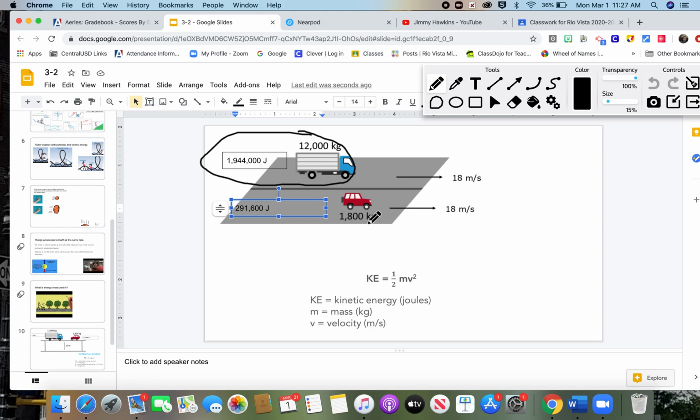And really, just to figure out which one had the most kinetic energy, I didn't even need to do the math, because again, the velocities are the same. And so if the velocities are the same, if this number of the equation is equal, then whatever object has the greater mass is definitely going to be the one with the most kinetic energy, and that would definitely be the truck.